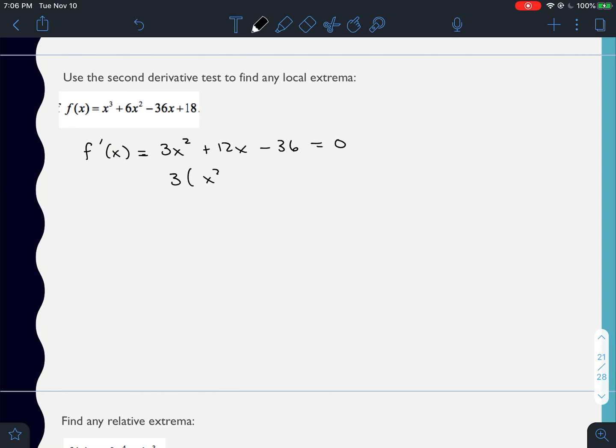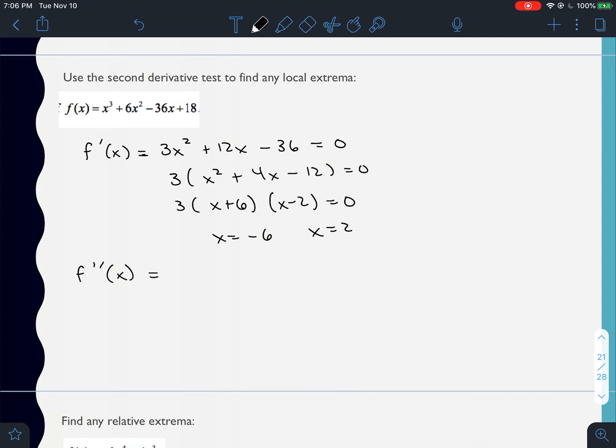So f prime of x is equal to 0 or undefined. So this is 3x squared plus 12x minus 36. I'm going to factor out a 3, and I get x squared plus 4x minus 12 equals 0. And then this would factor into (x plus 6)(x minus 2). And so my critical numbers are negative 6 and positive 2.